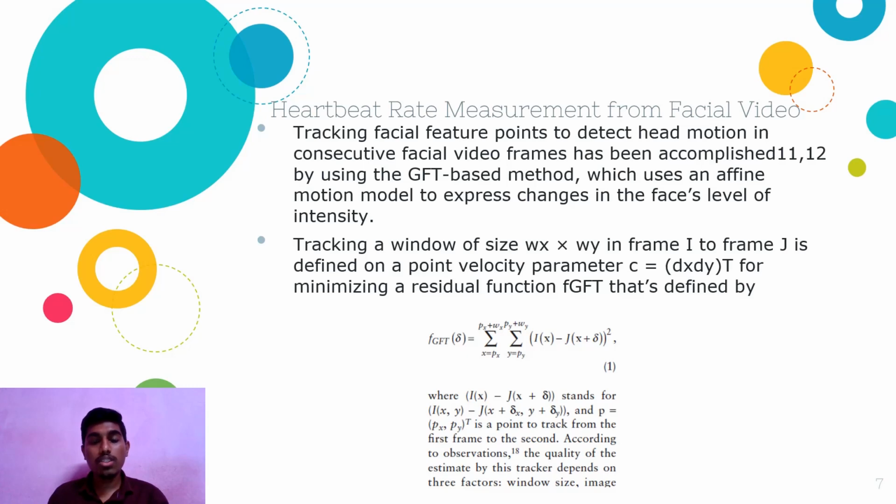epsilon_GFT of delta is equal to the sum over x from px to px plus wx and the sum over y from py to py plus wy of (I(x) minus J(x plus delta)) whole squared, where I(x) minus J(x plus delta) stands for I(x, y) minus J(x plus delta x, y plus delta y).